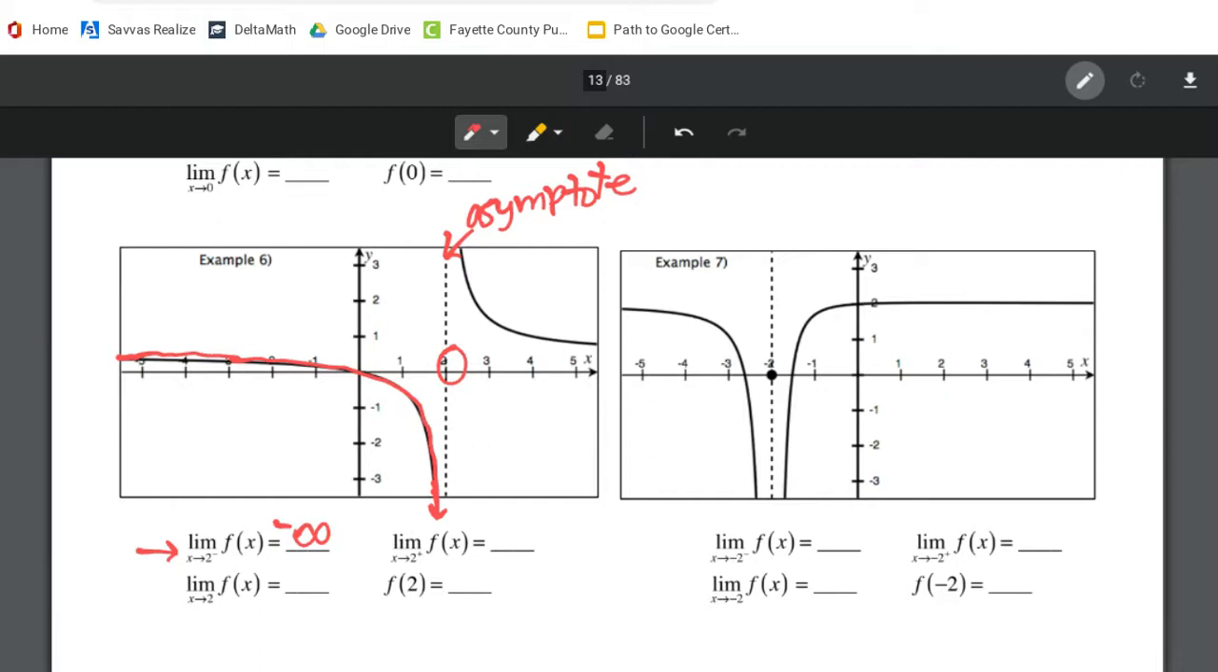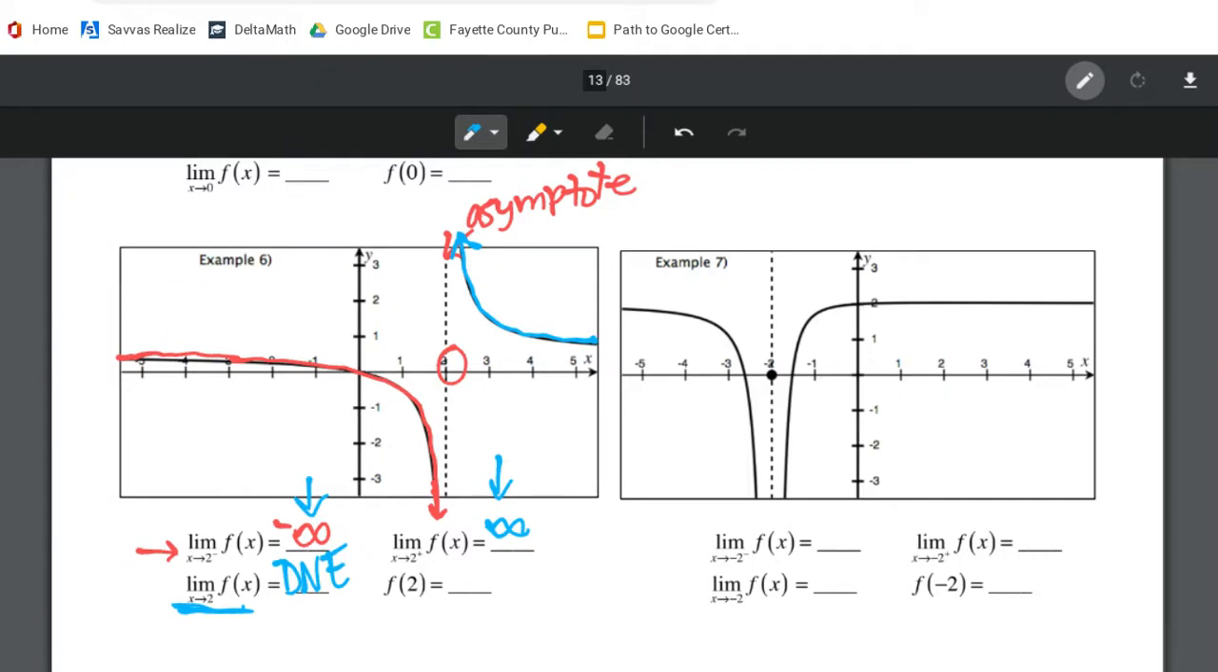When x approaches 2 from the right, let me grab a different color here. As my x values are getting closer and closer to 2 on the right, the y values tend to increase without bound, or they continue to increase. So from 2 to the right, those y values approach infinity. Now, does the limit as x approaches 2 exist? Well, are these numbers the same? Negative infinity and infinity? Nope, not the same. So again, we'll say that this limit does not exist.